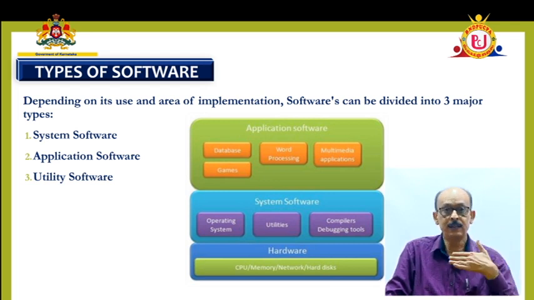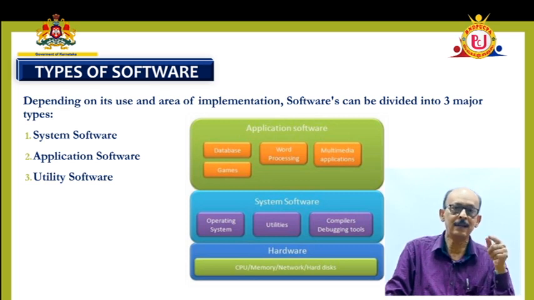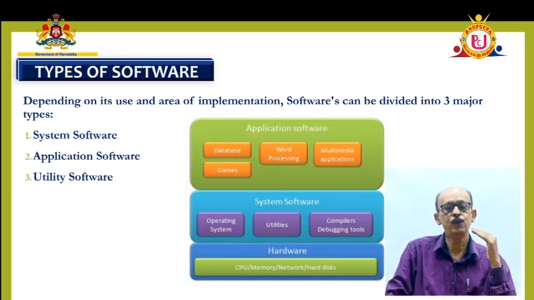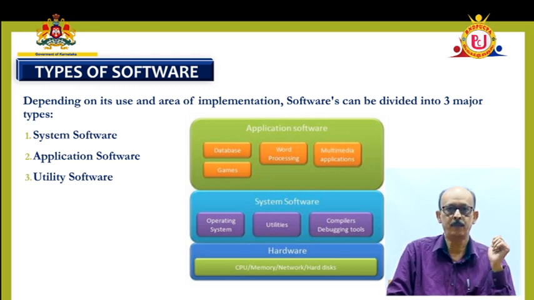For that we need a kind of interpreter, meaning a converter or translator. The translator is called system software. Application software is there to solve the user's problems. Maybe accounting, administration, or result declaration. Many different problems of the users can be solved using those application software.